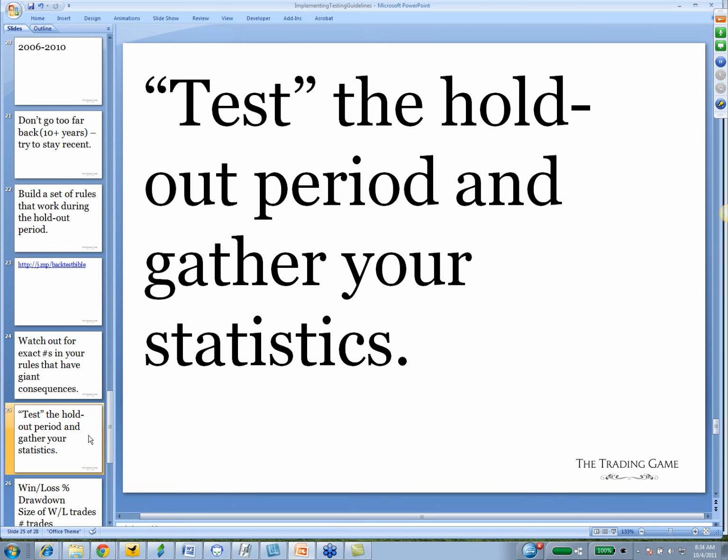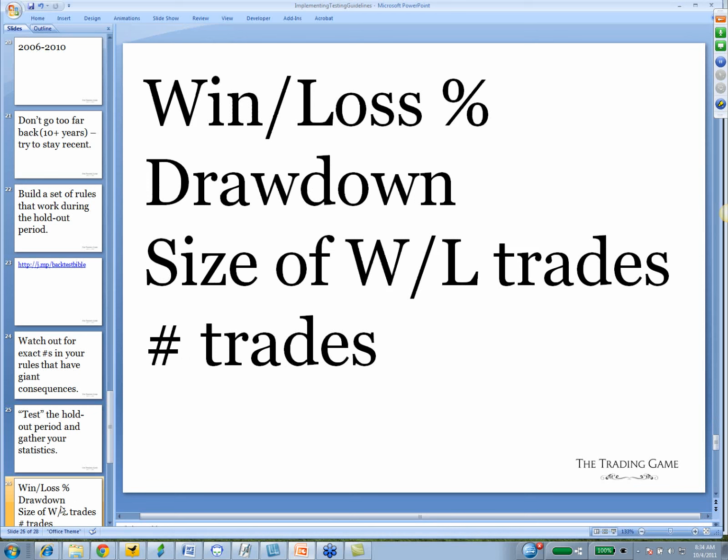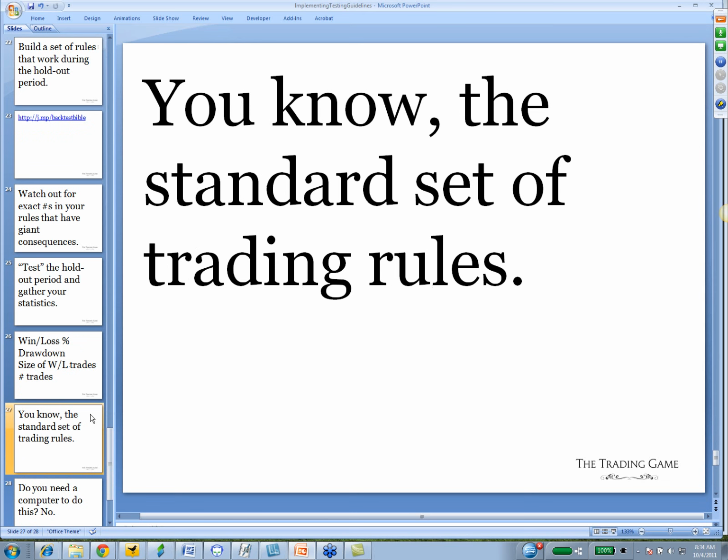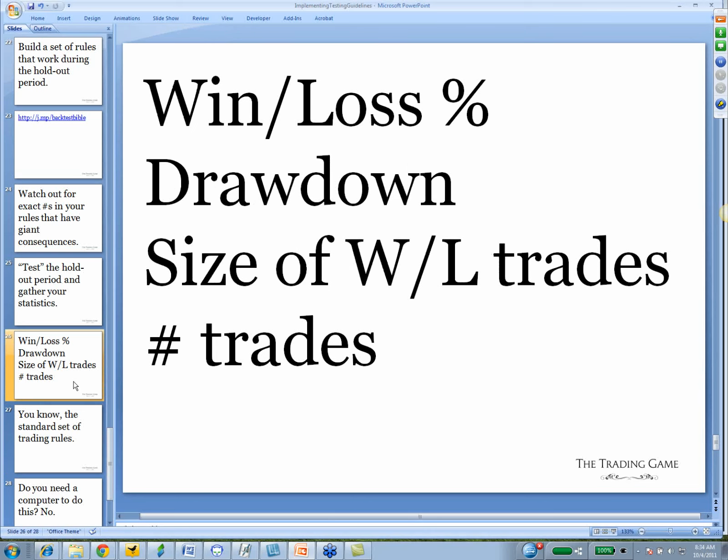You want to test the holdout period and start to gather some statistics about your method. You want to gather statistics like win-loss percentage, drawdown, the size of your winning trades versus the size of your losing trades, the total number of trades. You know, the standard set of trading rules, like I had a set of trading rules and here's what they produced. I have a general set of trading rules.